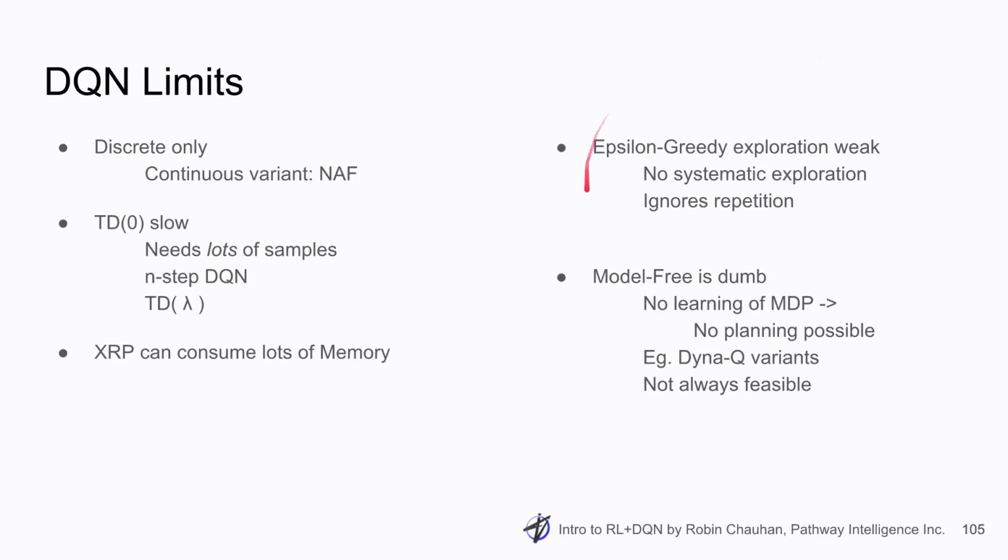Epsilon greedy exploration can be kind of a weak way to explore. There might be better strategies, like AlphaZero doesn't use this. It uses better exploration strategies. And model free is quite stupid. This is to your comment about DynaQ, which would be model based, so it's able to plan, but this doesn't do that. So it can't think ahead.